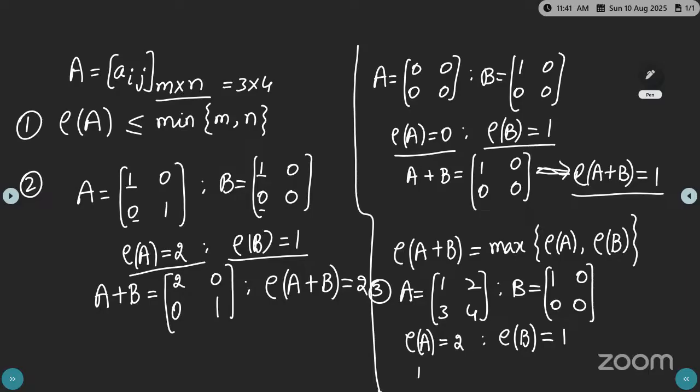So what you can write? Rank of AB. What is AB? Tell me what is A into B? I'm doing the multiplication of A and B. 1 into 1 plus 2 into 0, 1; 1 into 0, 2 into 0, 0. Next, 3 into 1, 4 into 0, 3; 3 into 0, 4 into 0. What is the rank now? Rank 2, na?